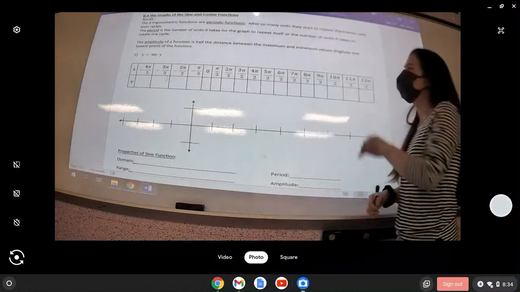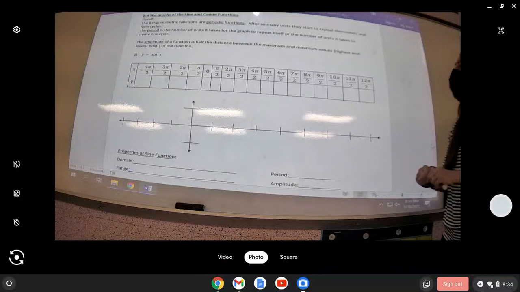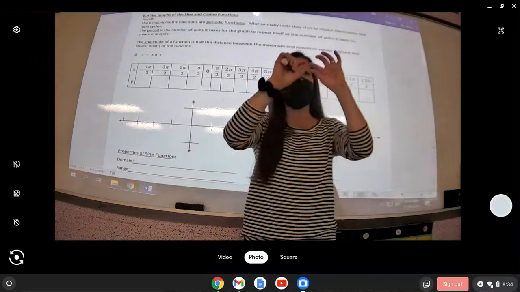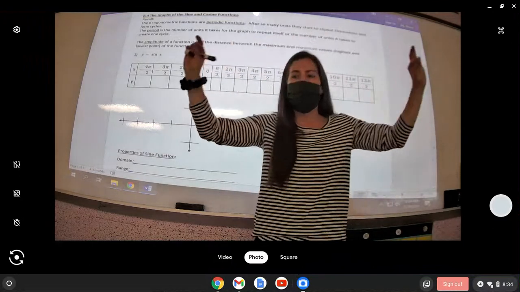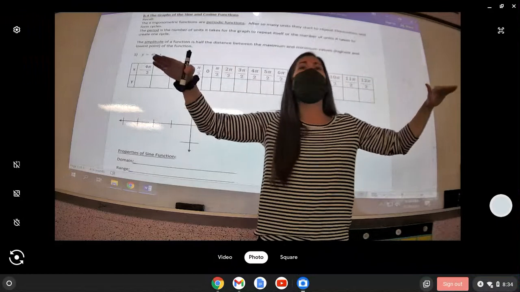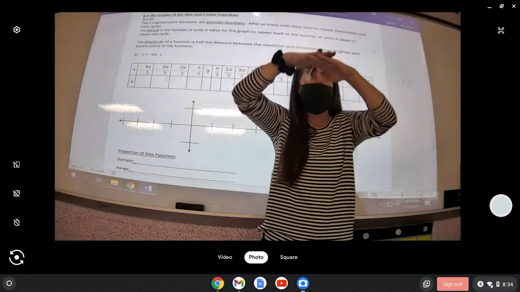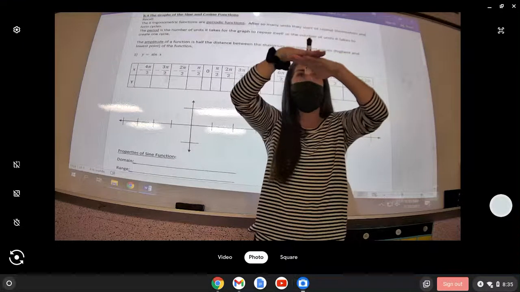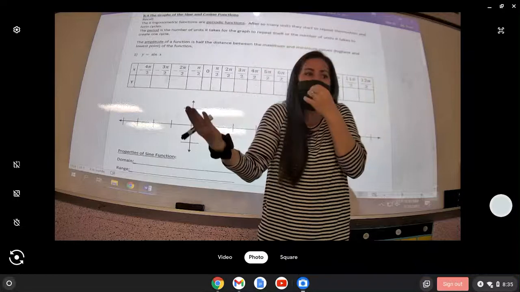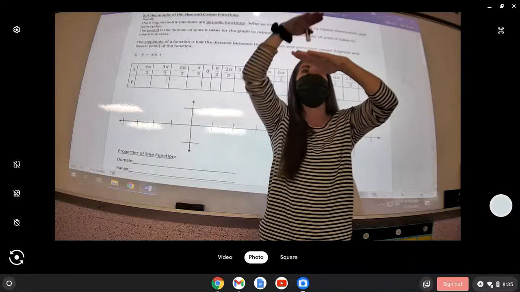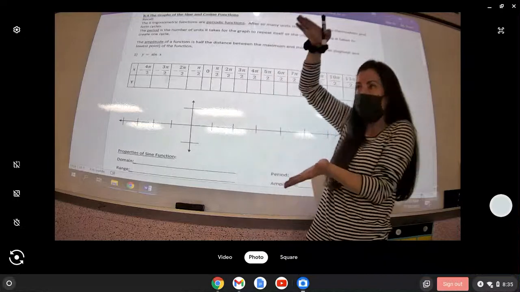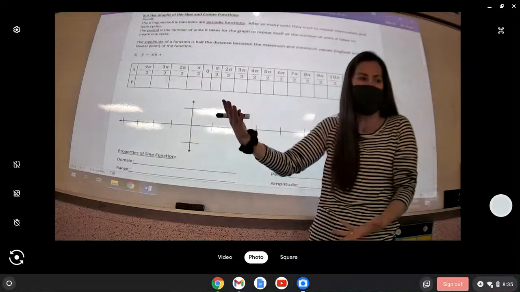The amplitude of a function is half the distance between the maximum and minimum values, the highest and lowest point of the function. So basically the amplitude is, if you pictured this midline, this horizontal line that cut your graph in half, the amplitude would be the distance from that line to the highest point, or from that line to the lowest point. Did it go from this line 1 unit up? The amplitude is 1. Did it go from the midline and go 2 units up? Then the amplitude is 2. It's half the distance between the highest and lowest point overall.